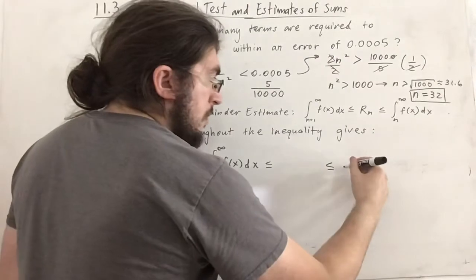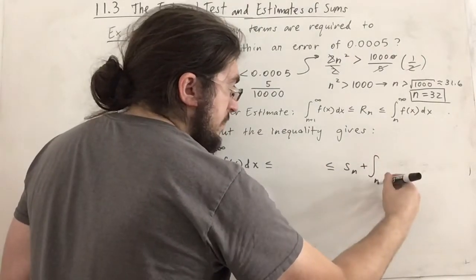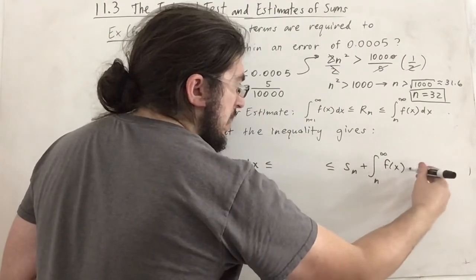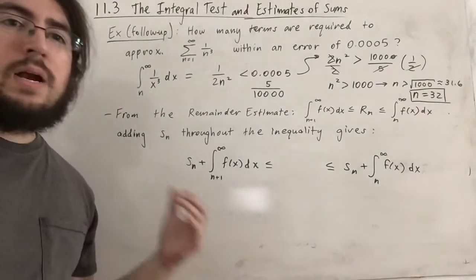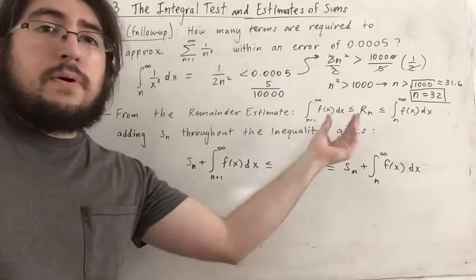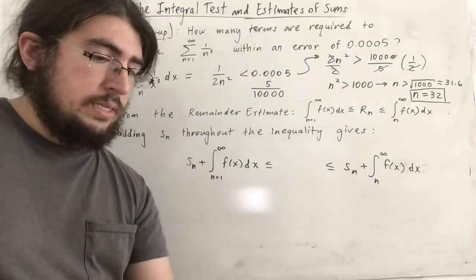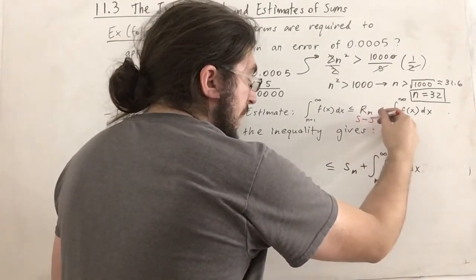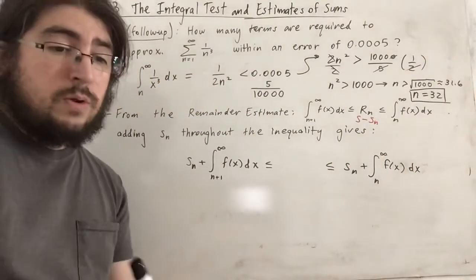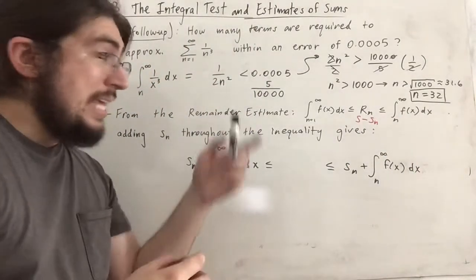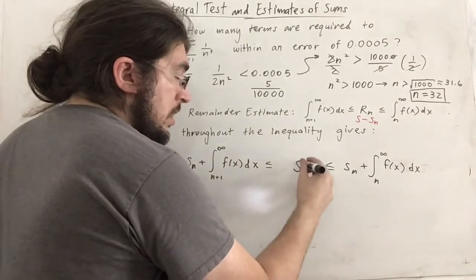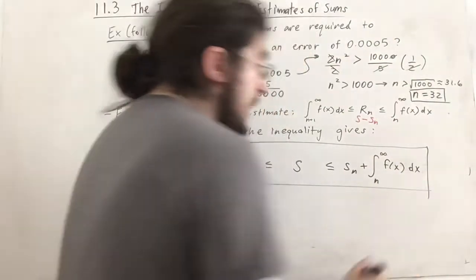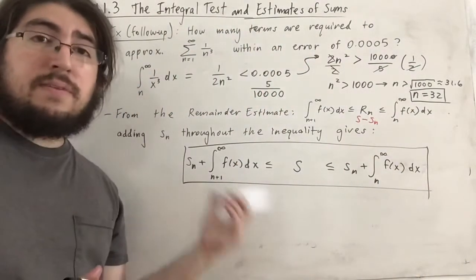The right bound will be S sub n plus that integral to infinity of f of x dx. Good. And now what is the middle? Well, remember, R sub n, if you don't remember, was defined to be S minus S sub n. So notice when you add S sub n to that, they cancel out and you just get S. So in reality, this here is very useful for not finding the remainder, but this will actually give you the estimate of the sum itself.